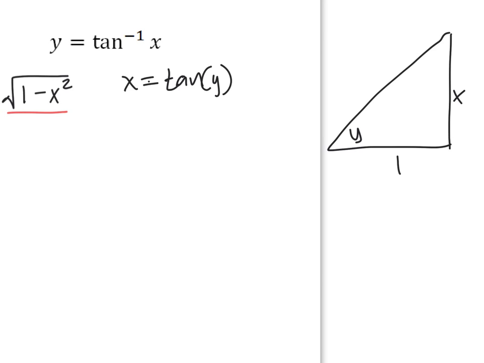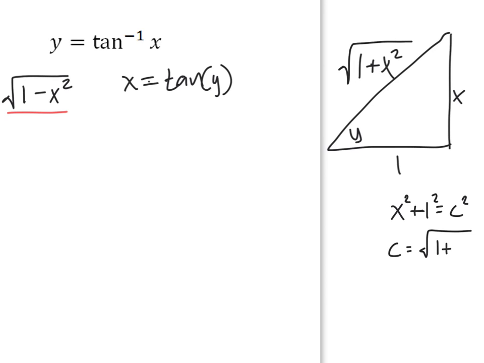And if I wanted to find what c was equal to, what do we got here? I know a squared plus b squared equals c squared. This is going to be 1 plus x squared, but it's also going to have the square root symbol. I got that from doing x squared plus 1 squared is equal to c squared, and then solving for c, I get the square root of 1 plus x squared.